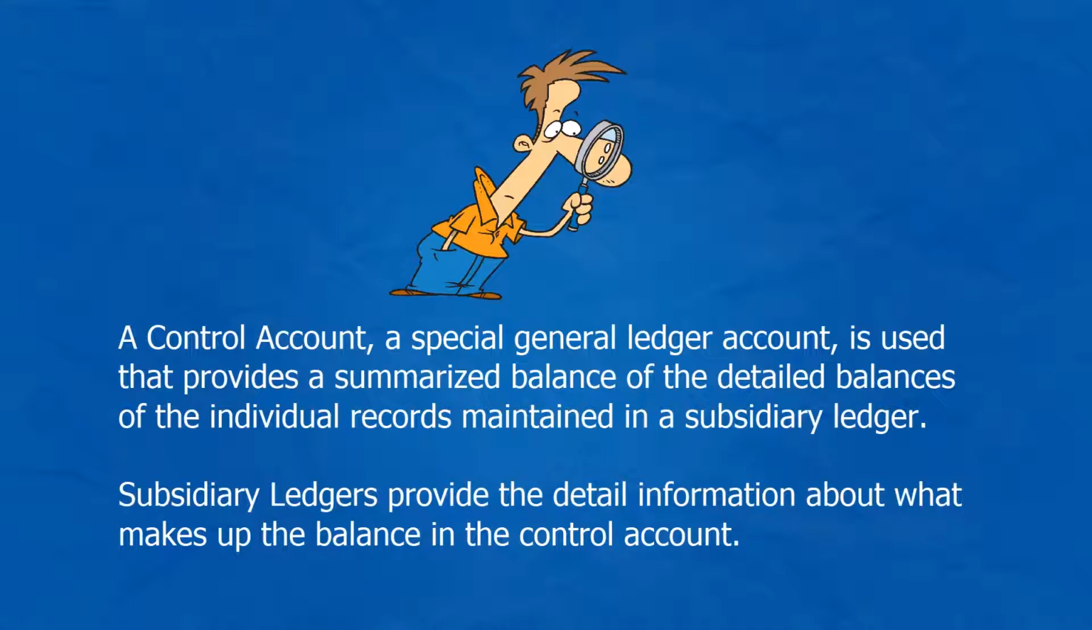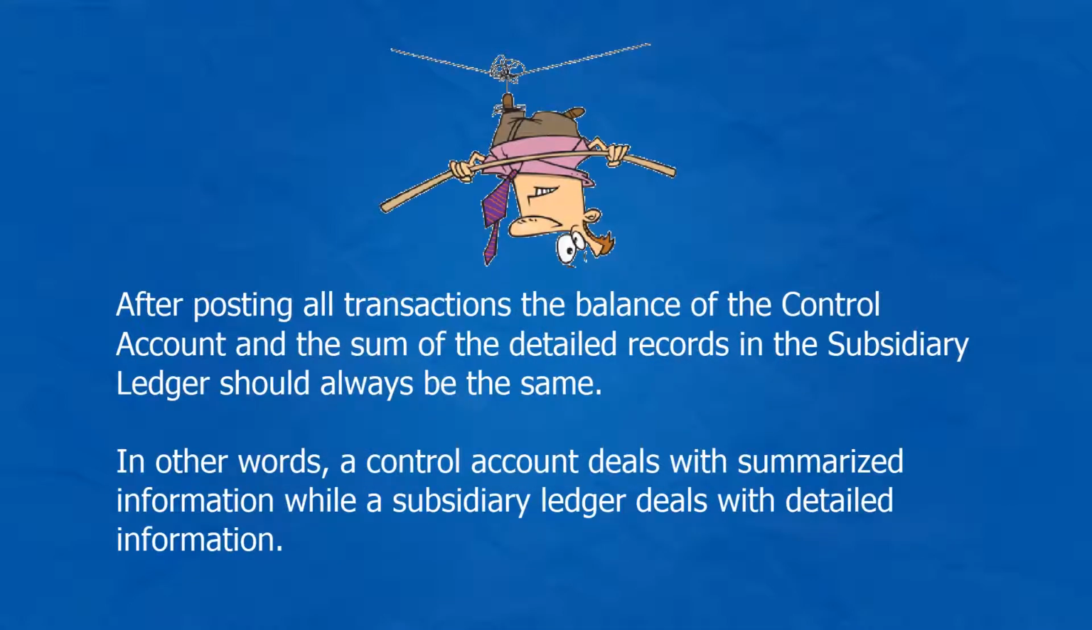Subsidiary ledgers provide the detailed information about what makes up the balance in the control account. After posting all transactions, the balance of the control account and the sum of the detailed records in the subsidiary ledger should always be the same. In other words, a control account deals with summarized information while a subsidiary ledger deals with detailed information.